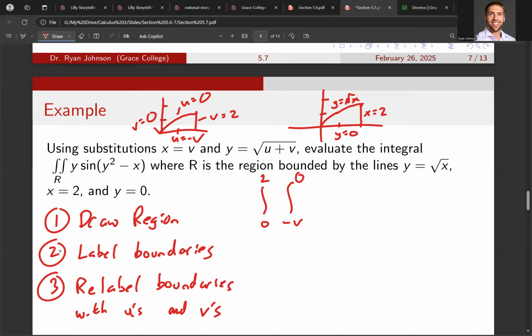but we're not ready to do the whole integral yet because we haven't done the Jacobian. So we need to do the Jacobian, which is going to be the determinant of x_u, x_v, y_u, y_v. So compute the Jacobian.